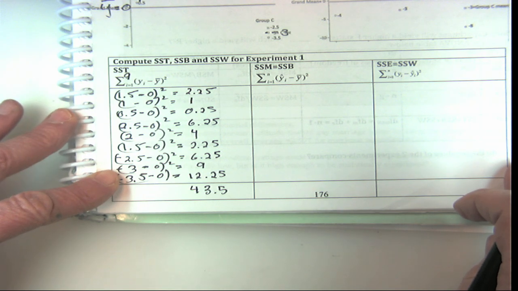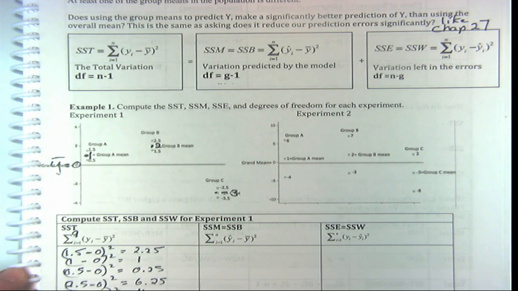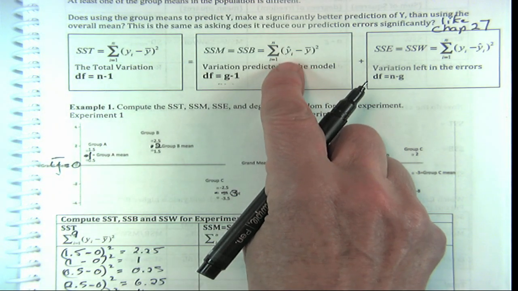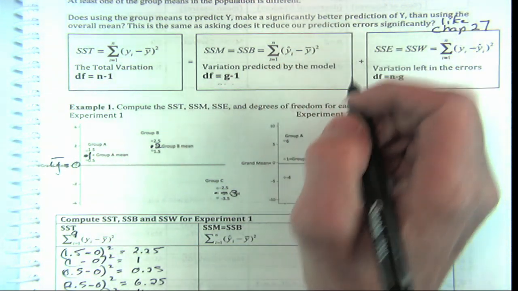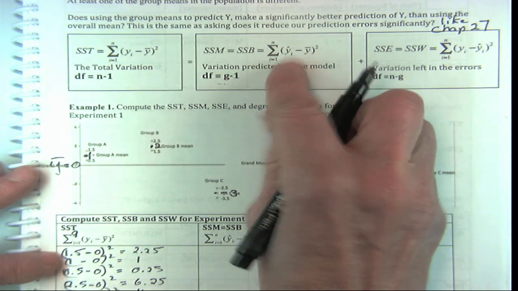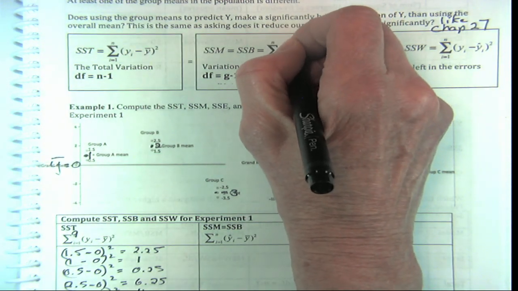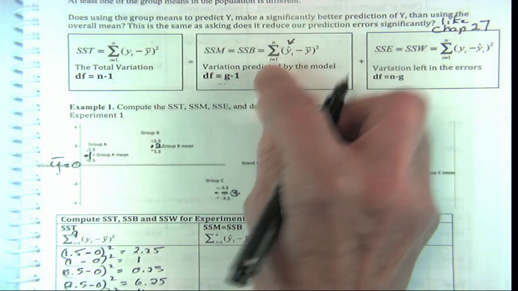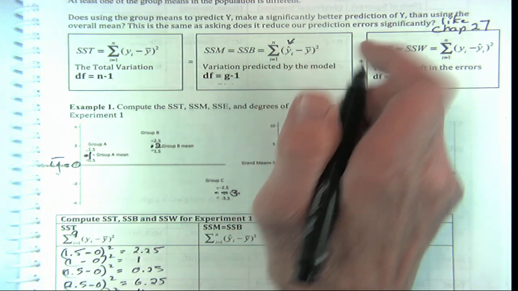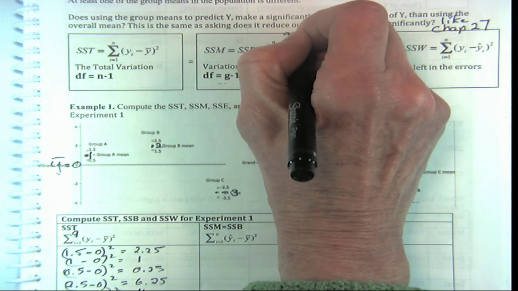Now we're going to break it up into 2 parts. The first part is what's due to the model, our predictions. Remember what we're predicting here. For each of the 9 points, the model says we should predict the group mean for that point.